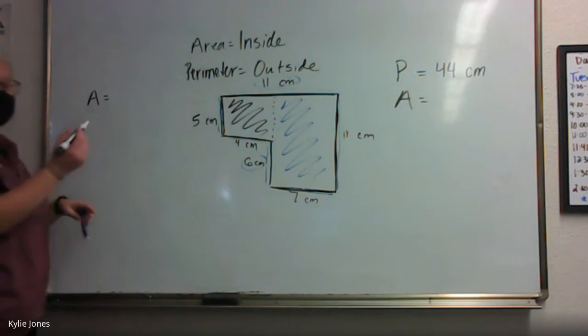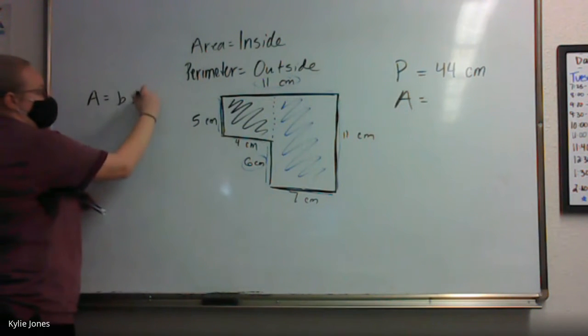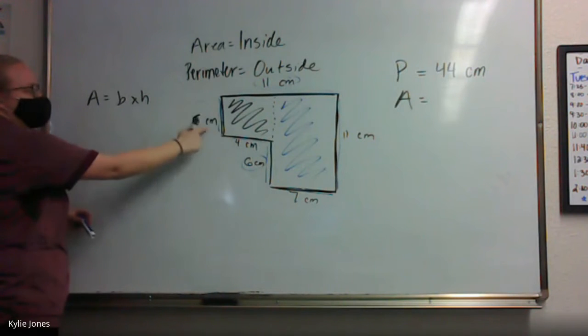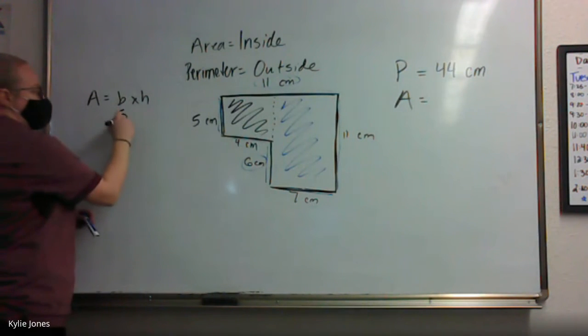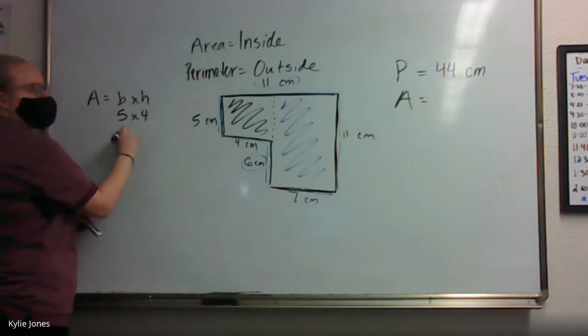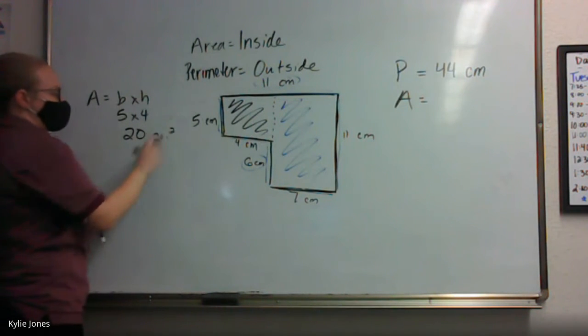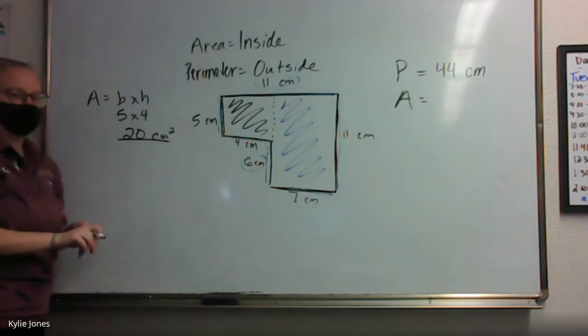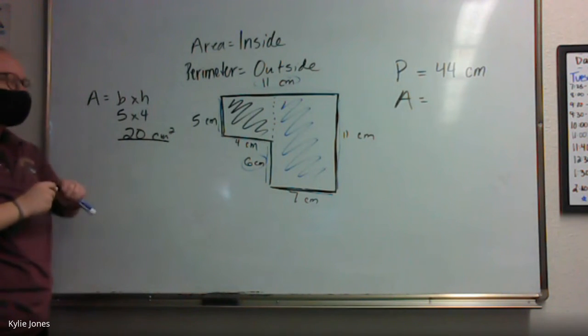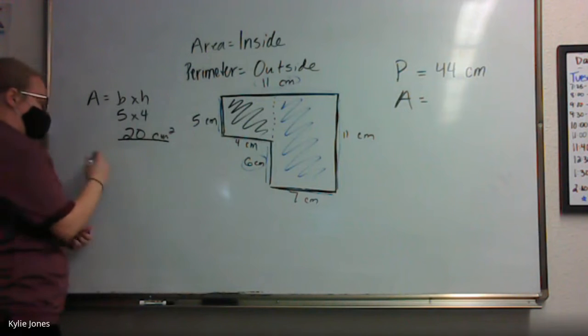Well, we have the formula: base times height. Now we can plug in our numbers. What's the base and the height here? 5 times 4, which is 20. So there's the area of the black shape. We'll use that in a few minutes, because we still need to find the area of the blue shape.